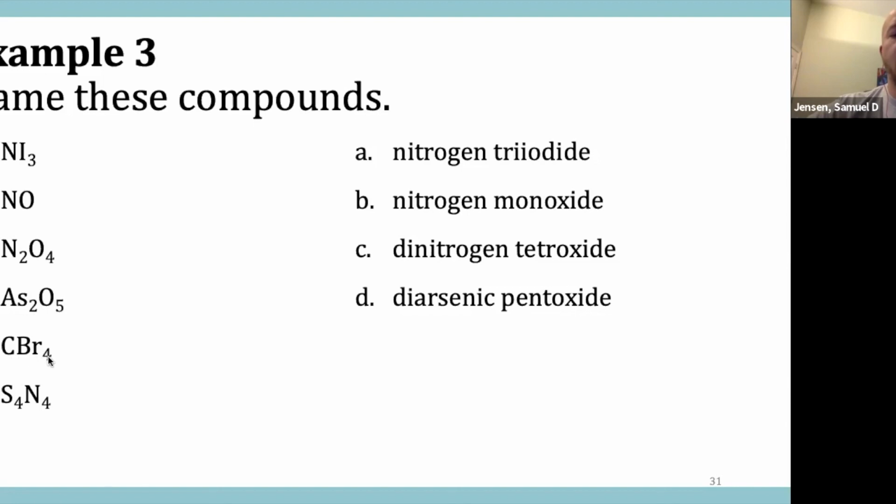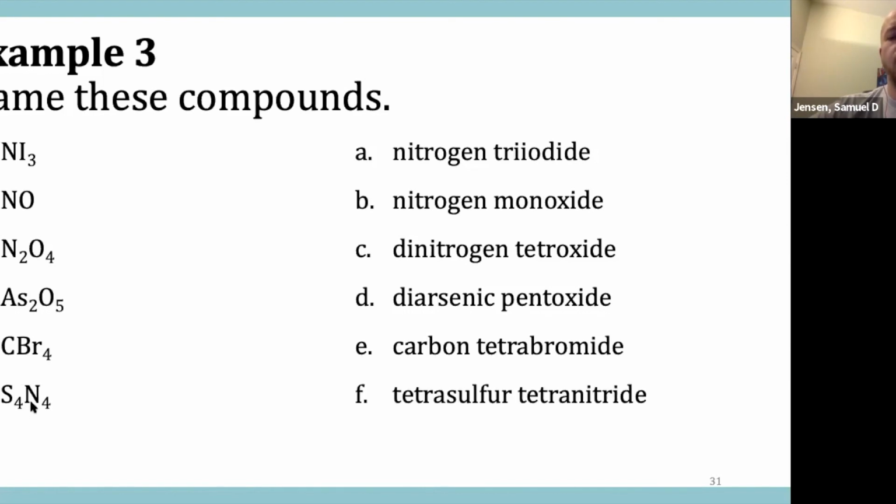Carbon tetrabromide. The tetra tells how many of the bromines there are. Tetrasulfur tetranitride. Okay, so we're counting, we're telling exactly how many there are.